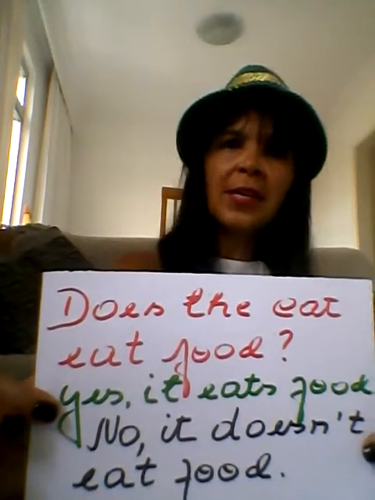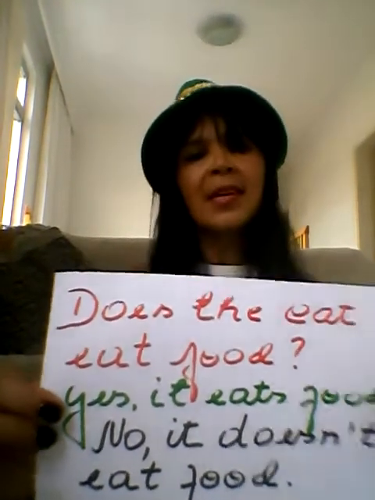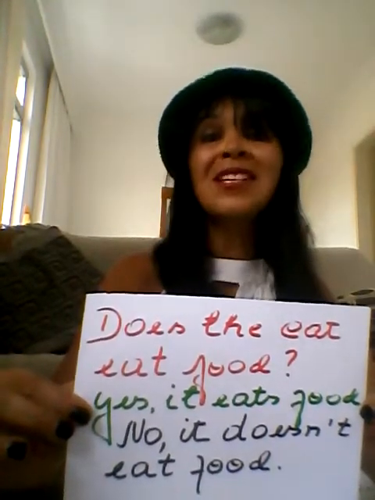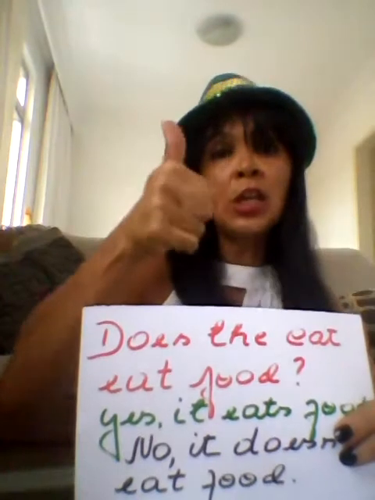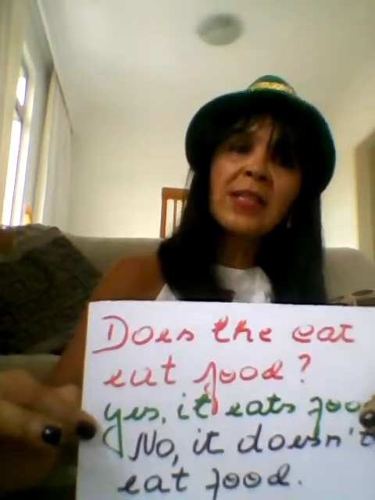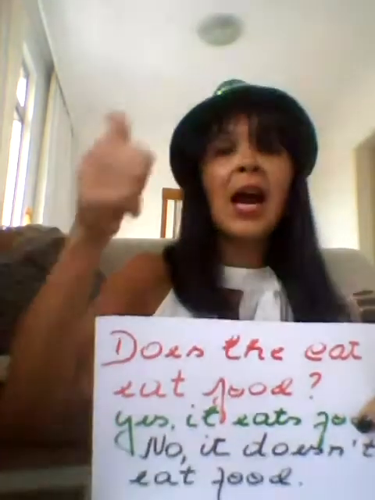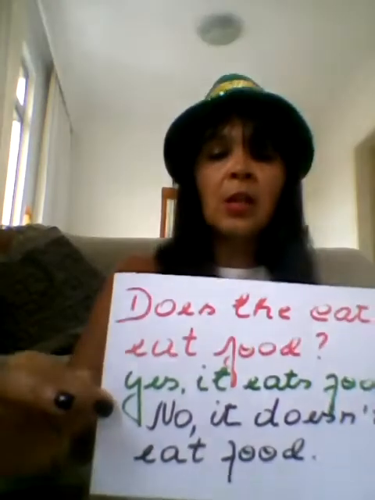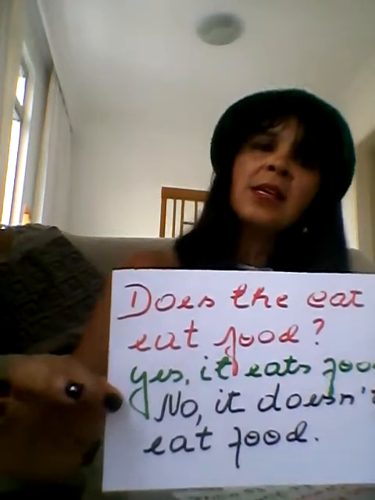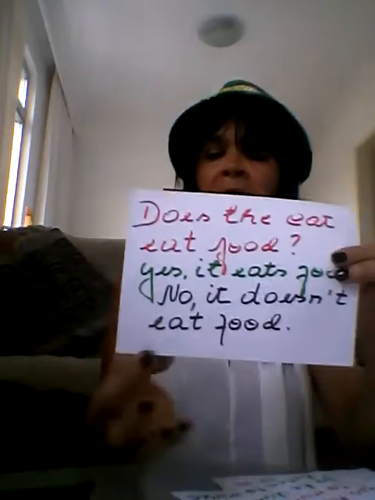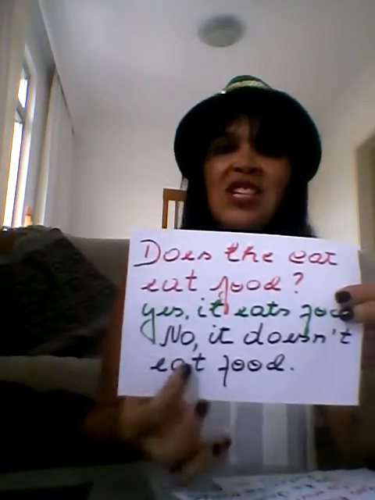Another example. Does the cat eat food? Yes, it eats food. Notice that the way that you say the verb is totally different, but only when we have he, she, and it. The way that we're going to give a long answer in the simple present affirmative is different from I, we, you, and they. Or no, it doesn't eat food. Doesn't, the auxiliary verb doesn't, in a negative form. Eat, in a normal way, the verb doesn't change, doesn't alter, okay?